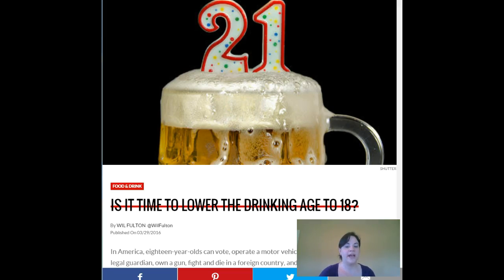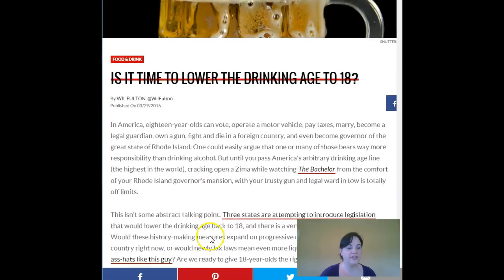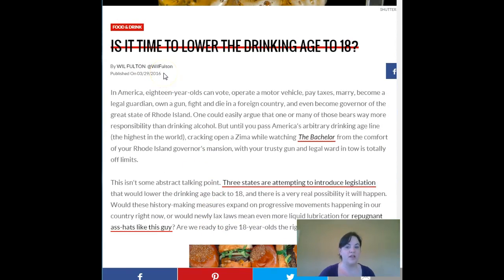The C in CREP stands for currency. Let's see if we can find a publication date. Oh, there it is, March 29th, 2016. That certainly is recent, so this article is definitely not outdated.